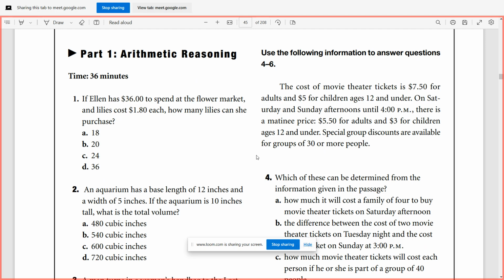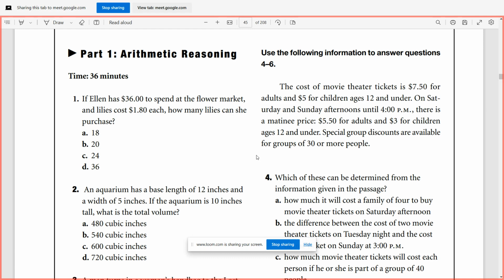I'm going to go ahead and take notes because on this, it's probably going to be a lot of information that we need to remember. So we have $5 for, I'm just going to put child. So we have $7.50 for adult, $5 for child. On Saturday and Sunday afternoons until 4 p.m., there's a matinee price of $5.50 for adults and $3 for children. So I'm going to go ahead and make note of that too during the matinee.